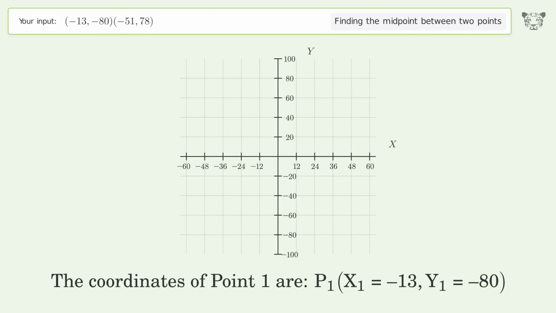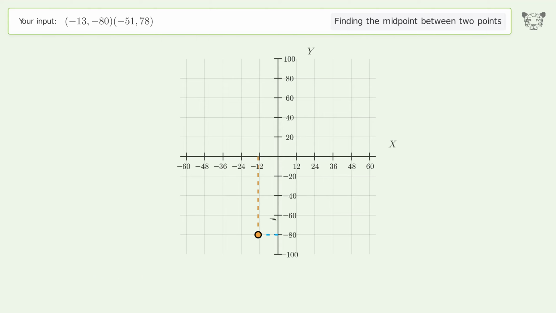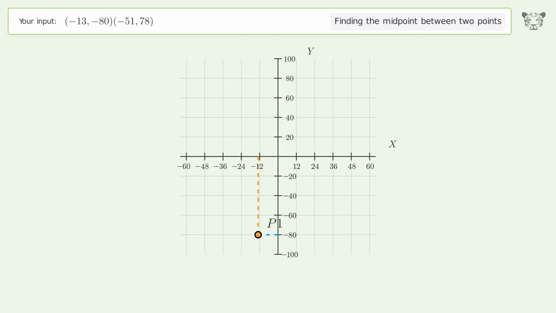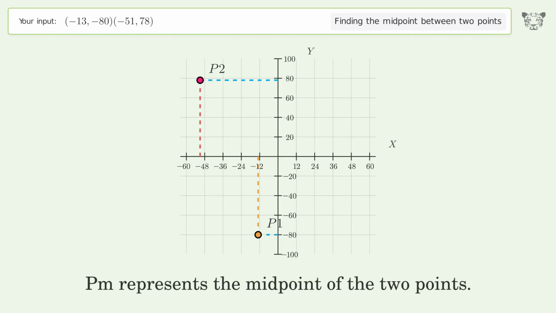The coordinates of point 1 are, x1 equals -13, y1 equals -80. The coordinates of point 2 are, x2 equals -51, y2 equals 78. PM represents the midpoint of the 2 points.